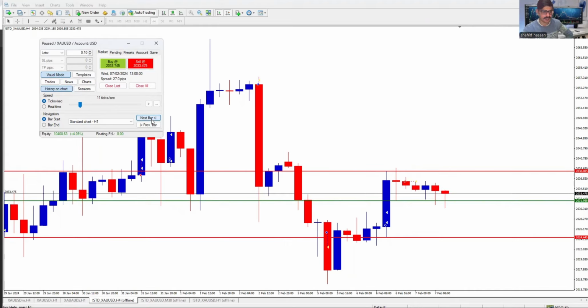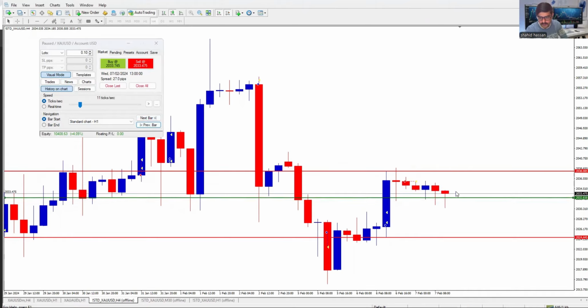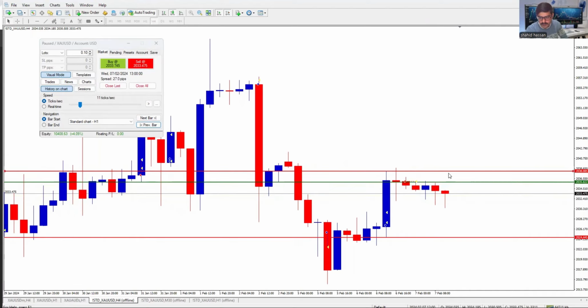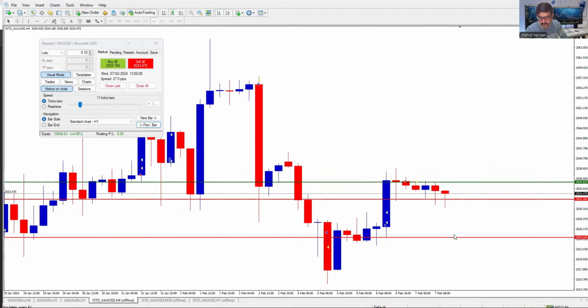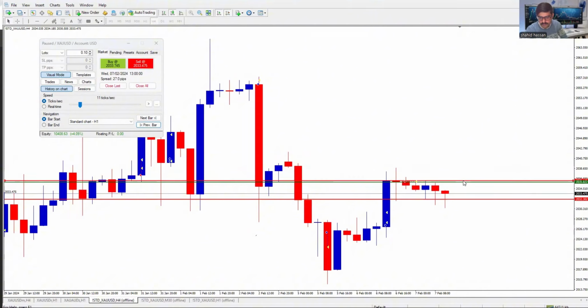Look here, the market hunted the SL again, became bullish again, and the first DP was done. Look here, the market reversed again near the second DP. There is no issue. We will wait for the setup to form. Here again the setup is formed. This is the first DP and this is the second DP.